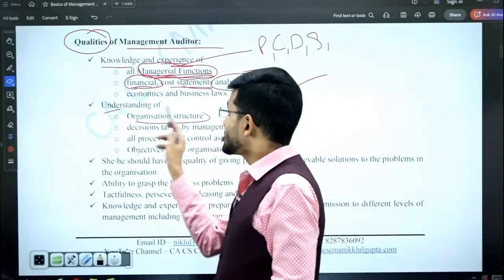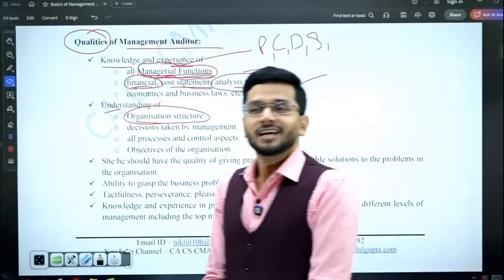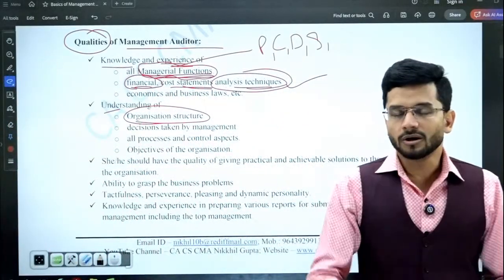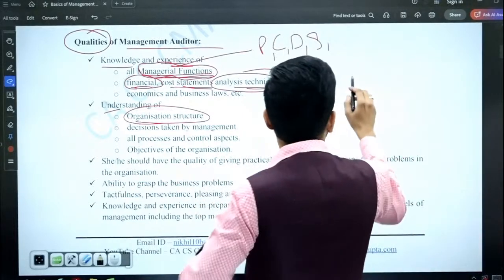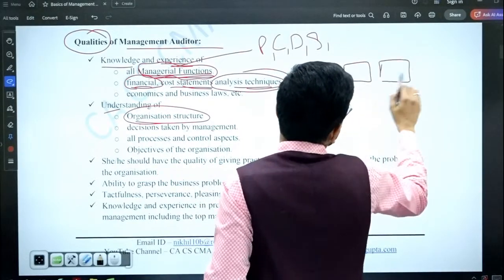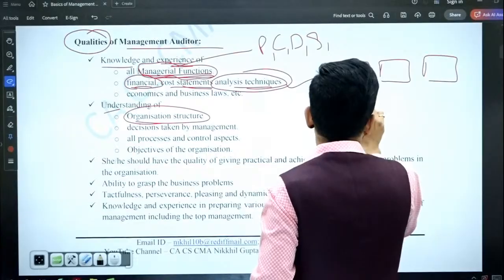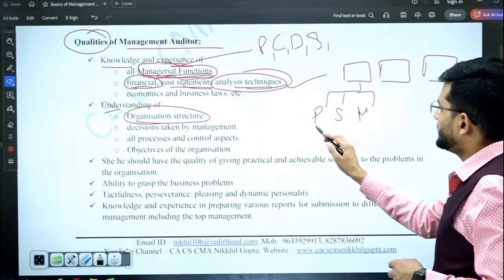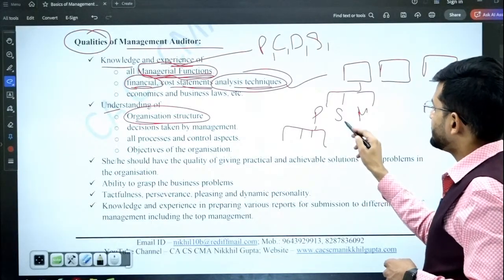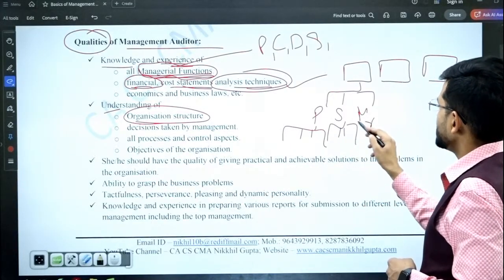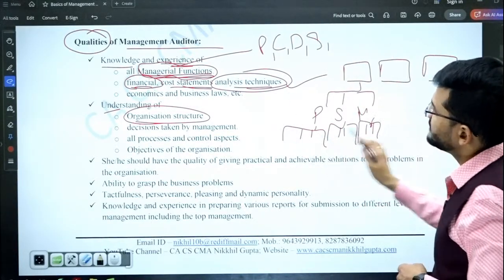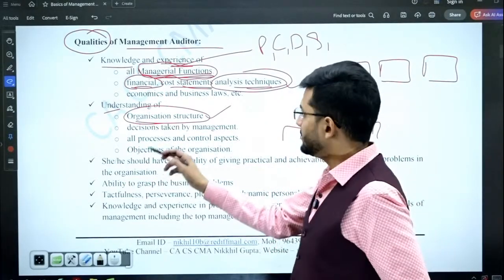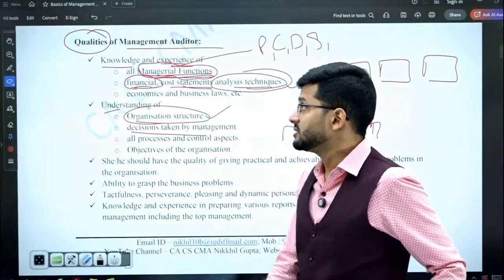Then, understanding of the organization structure is a first and foremost thing. Even before starting the management audit, a management auditor must understand the organization structure, which means how many group companies are there in this particular group, and how each company is segregated. There's a production department, a sales department, a marketing department. Production department has further sub-departments. Sales department has further sub-departments. So this organization structure should be very, very clear in the mind of the management auditor to really analyze the decision-making capability.